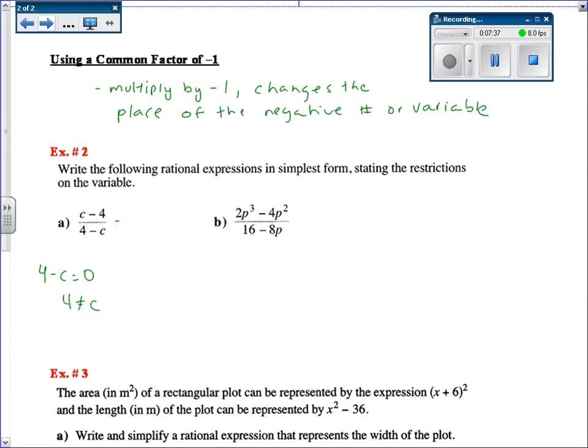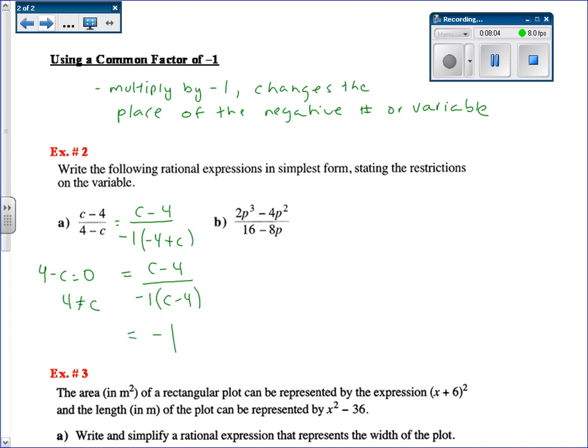I'm going to leave the top as it is, c minus 4. What I'm going to factor out of the bottom is negative 1. So when I factor out a negative 1, what that does is it changes the sign on everything. So that gives me negative 4, because 4 divided by negative 1 is negative 4. Negative c divided by negative 1 is positive c. And I can rewrite that as c minus 4 divided by negative 1 times c minus 4. So the c minus 4's cancel, and actually what you get as an answer there is negative 1, is how that one simplifies.